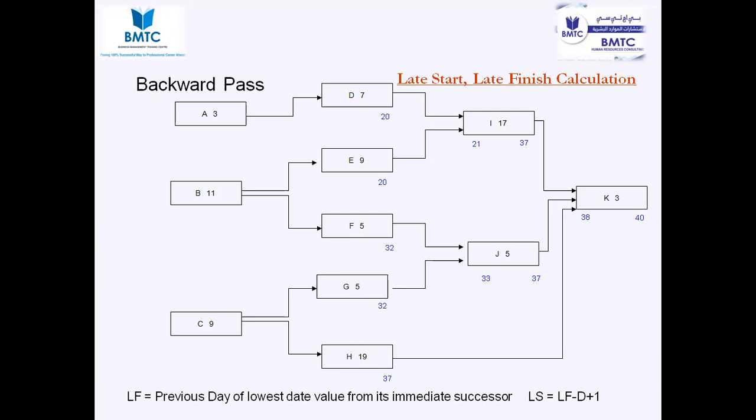So what is the late start for D, E, F, G, and H? 14 for D. Okay. E? 12. F? 28. 19. Okay. So you found out the late start, late finish for these activities, but 3 activities are spared: A, B, and C, which are predecessor activities.